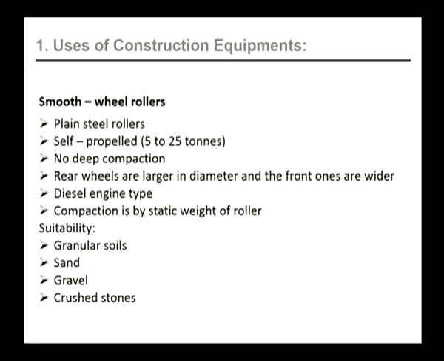Smooth wheel rollers are plain steel rollers. They are self-propelled, from 5 to 25 tons. There is no deep compaction. Their rear wheels are larger in diameter and the front ones are wider. They have a diesel type engine. Compaction is by the static weight of the roller.